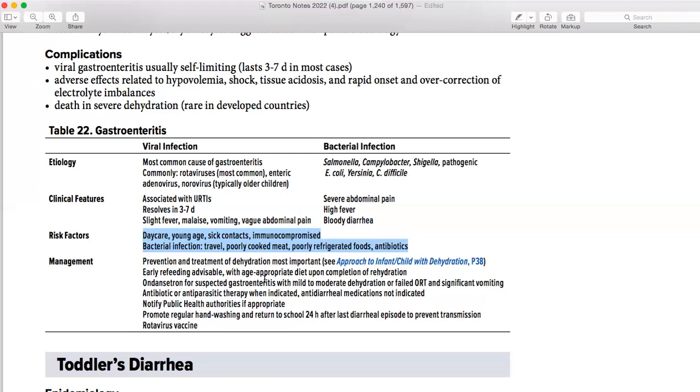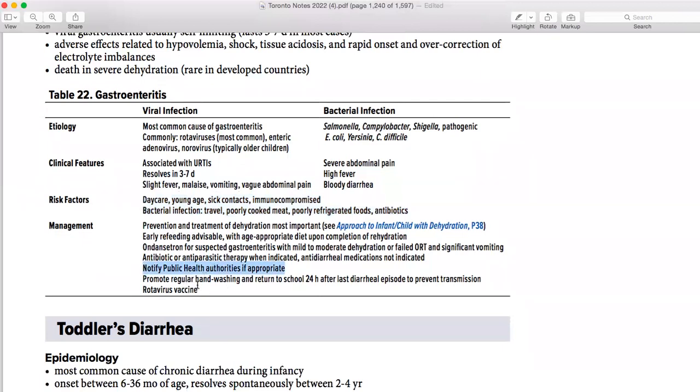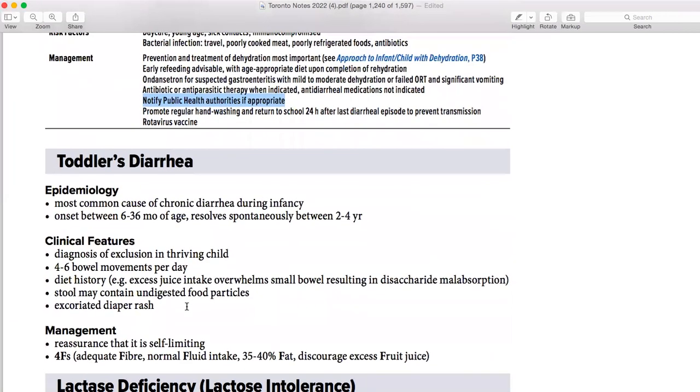Then early refeeding with an age-appropriate diet, then ondansetron should be started. Like in mild and moderate, not started. In very severe, you can do it. Then antibiotic, and then notify public health authorities if appropriate. Then promote regular hand washing, because if you start from prevention, it is hygiene, hand washing, and refusing to go to school, so all of this is basically prevention. Then rotavirus vaccination starting at 2 or 6 months.